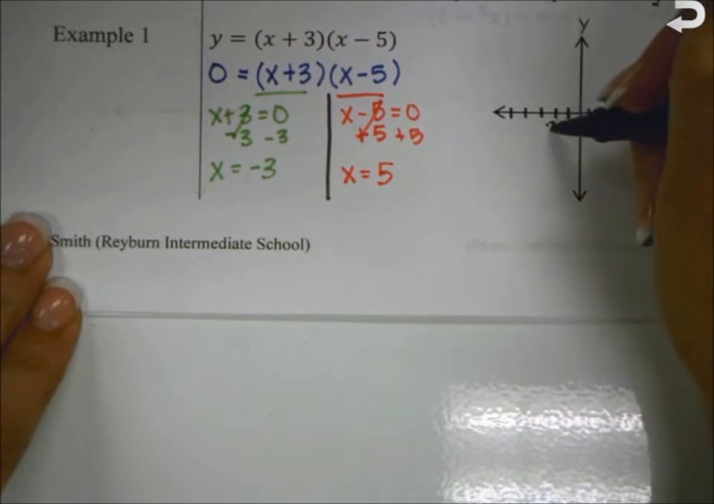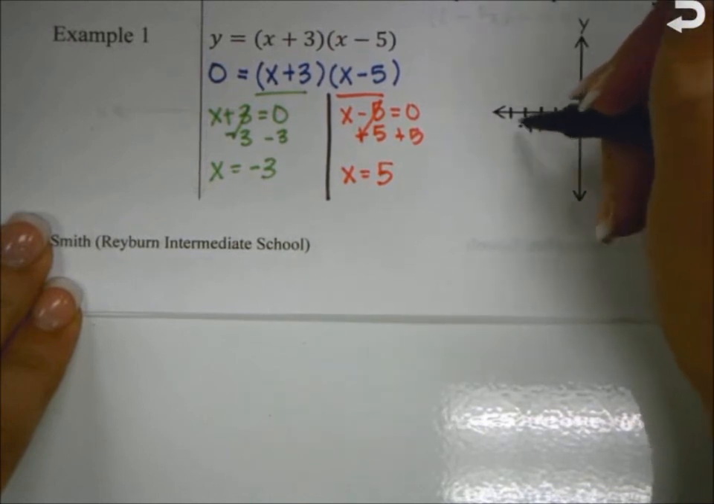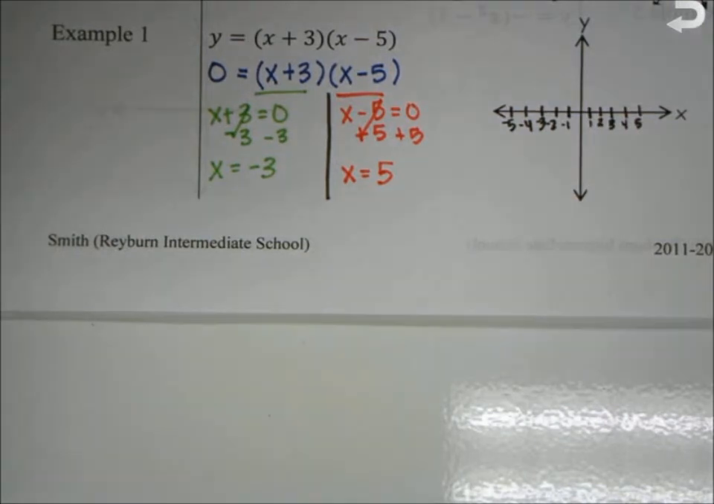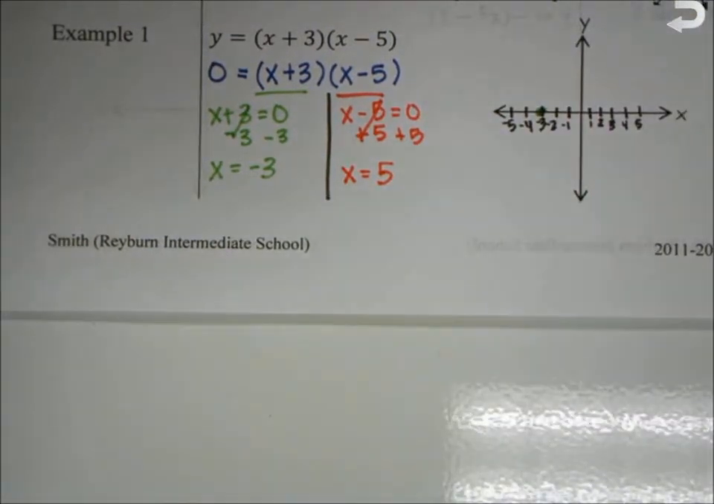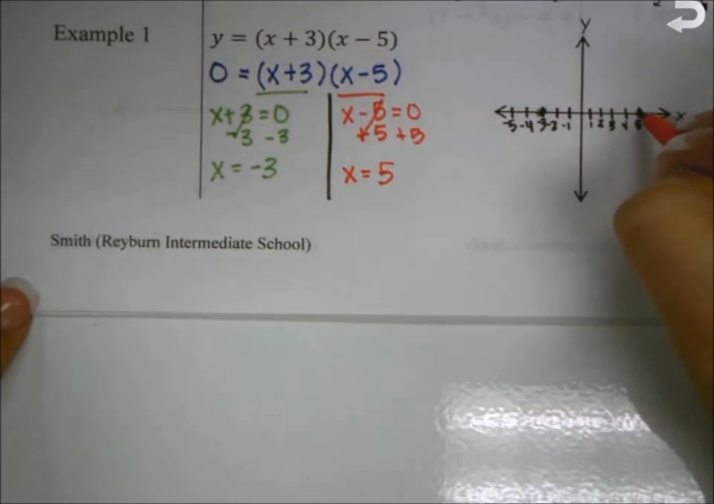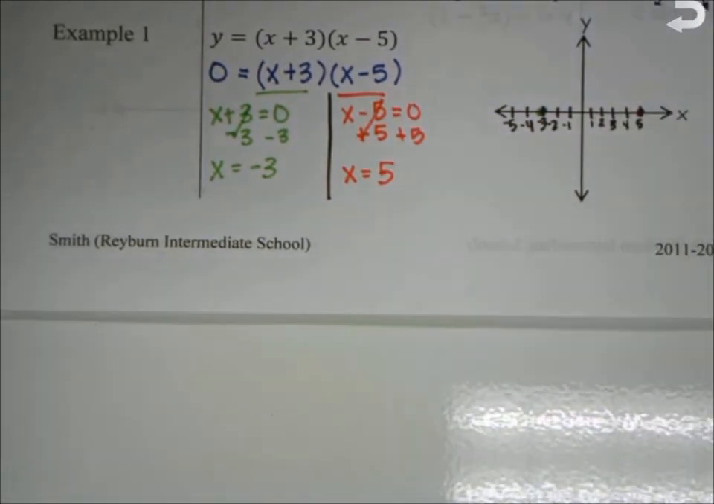Okay, and I'm going to put the green one at negative 3. So I just put a dot on the x-axis at negative 3. And I'm going to put the red one at positive 5. So I'm going to put the dot right there. And now we need to determine whether or not the parabola is going up or down.